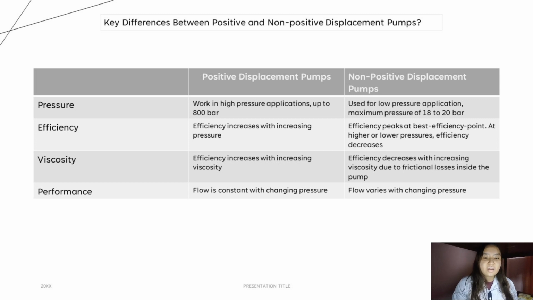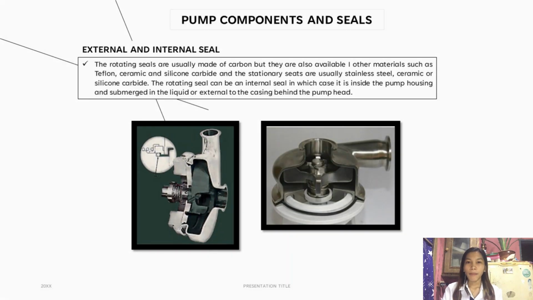For viscosity, in positive displacement pumps, efficiency increases with increasing viscosity. And for non-positive displacement pumps, efficiency decreases with increasing viscosity due to the frictional losses inside the pump. And for the performance, in positive displacement pumps, flow is constant with changing pressure. And for non-positive displacement pumps, flow varies with changing pressure. Pump components and seals, external and internal.